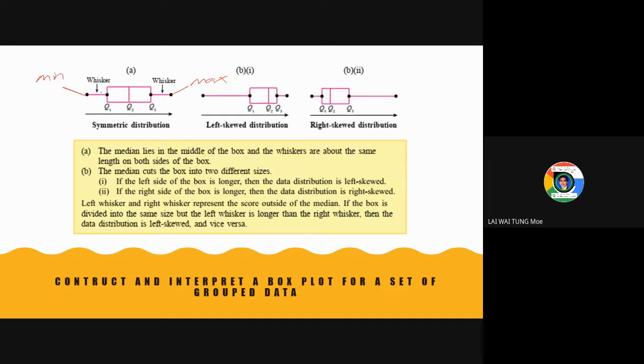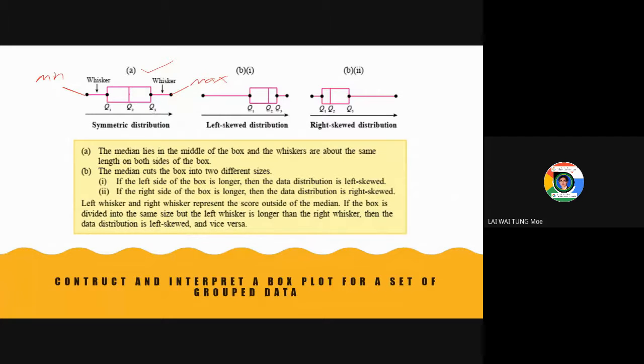So for this box, we read this one. The median lies in the middle of the box, and the whiskers are about the same length on both sides of the box. So if the box plot is a symmetric distribution, you can see the median is at the center of the box. This is your box, and the median should be in the center. And the length of the whisker on your left and right is almost the same. So we can say that the box plot is a symmetric distribution.